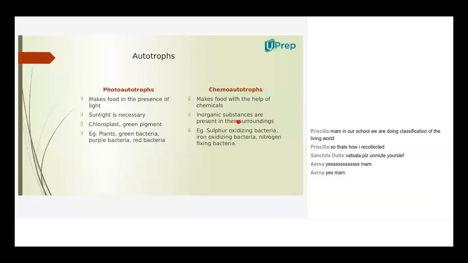Ma'am, should I read chemoautotrophs? Yeah. Chemoautotrophs make food with the help of chemicals, inorganic substances present in their surroundings. Examples: sulfur oxidizing bacteria, iron oxidizing bacteria, nitrogen fixing bacteria. Correct. Remember I told you, these are the kind of bacteria found deep down in the ocean. They are known as deep water dwelling organisms, right? They can make food out of inorganic substances like nitrogen, sulfur. You name it, and they can make their nutrition out of it.